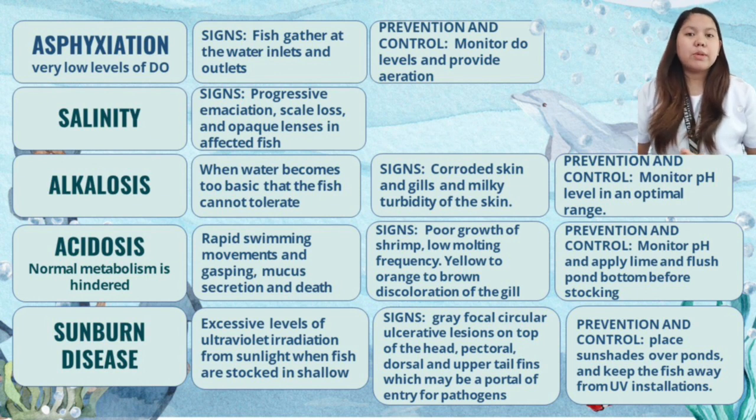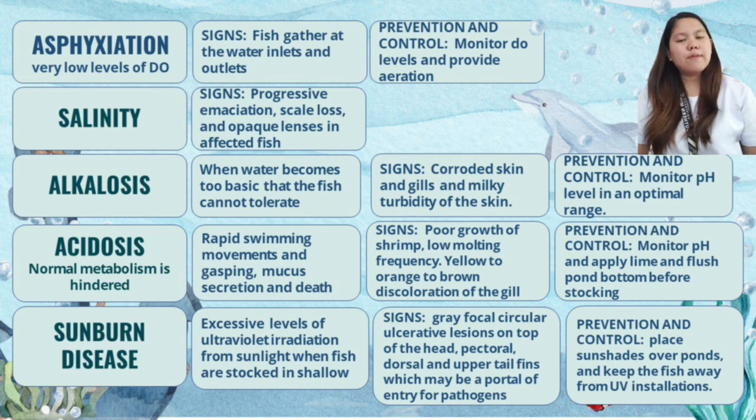So next we have our sunburn disease. This is due to excessive levels of ultraviolet irradiation from sunlight when fish are kept in uncovered raceways under intense sunlight. Signs associated with this disease include gray focal circular ulcerative lesions on the top of the head, the pectoral, dorsal, and upper tail fins.